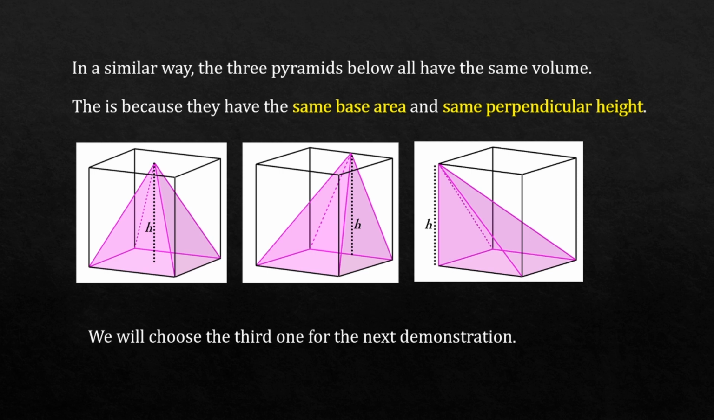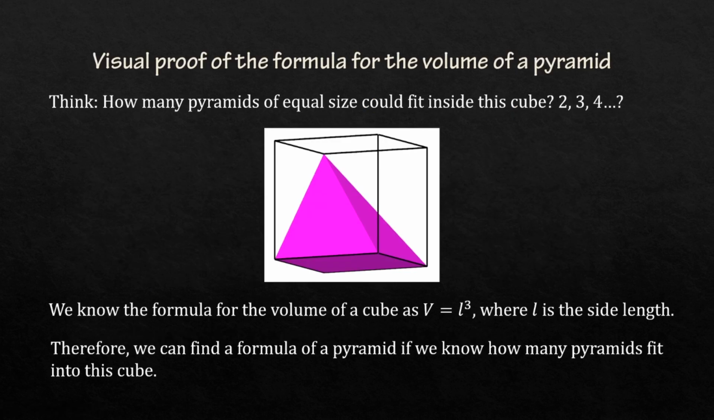In a similar way, the 3 pyramids below all have the same volume. This is because they have the same base area, which is shown here, and they also have the same perpendicular height. So these 3 pyramids have the same volume. We will choose the third one for the next demonstration.